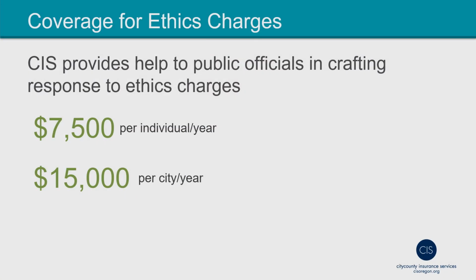So I'm going to shift gears just a little bit and go over coverage for ethics claims. So I'm happy to tell you that if someone were to file an ethics claim against you, CIS provides coverage for that. It's $7,500 per person per year, and then there's a limit of $15,000 for every entity, city per year.